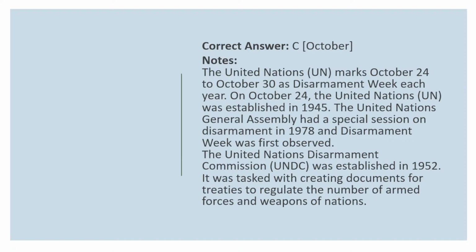As we had discussed yesterday, the United Nations Day is celebrated every year on October 24th, and from the 24th to 30th of October, the week is celebrated as the Disarmament Week. United Nations General Assembly had a special session on the disarmament in 1978 and Disarmament Week was first observed. The United Nations Disarmament Commission was established in 1952.